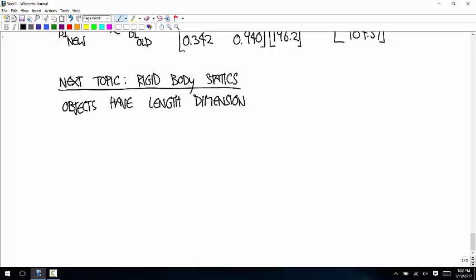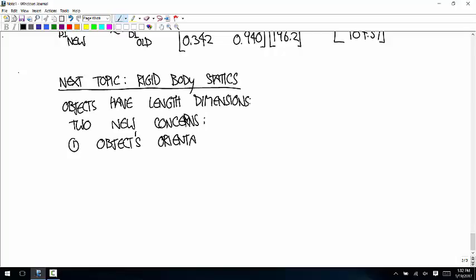So now there are two things that matter that didn't before. So that brings up two new concerns. The first one is an object's orientation. And the second one is where on the body forces are applied.